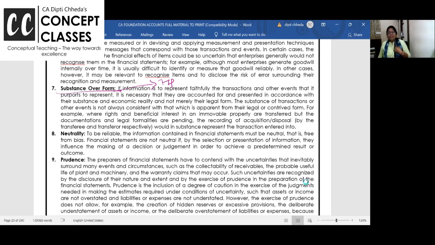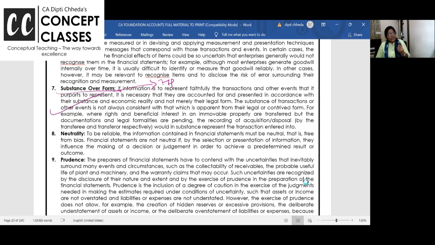No. Even though I am not the legal owner, the day I purchased the machinery, I started using it. I'm using it for production, so I am liable to charge depreciation. So many times you need to follow, while preparing your financial statements, substance over form. Forget the legal form, see the substance over form.